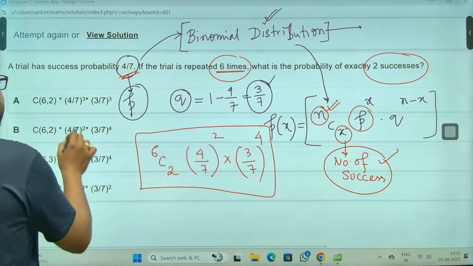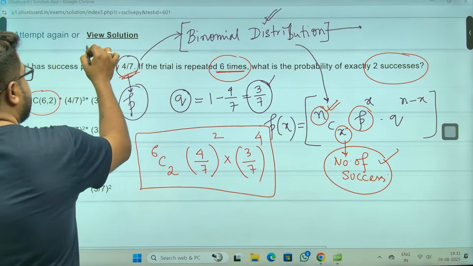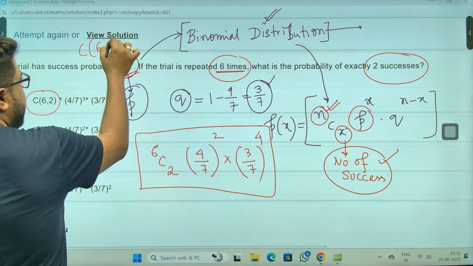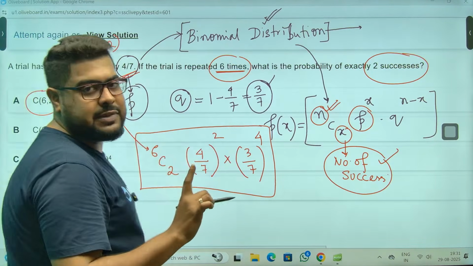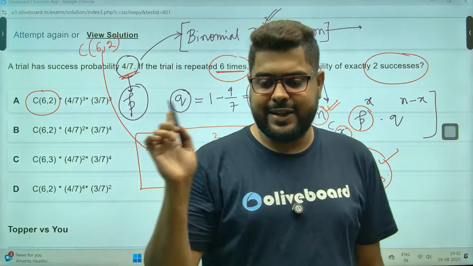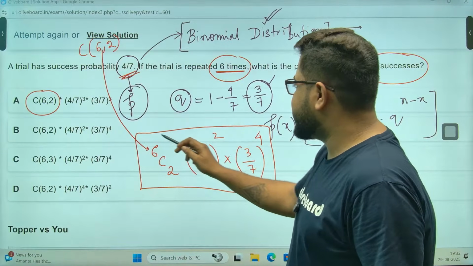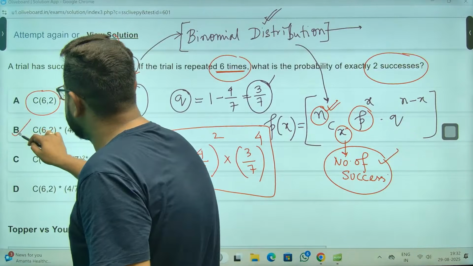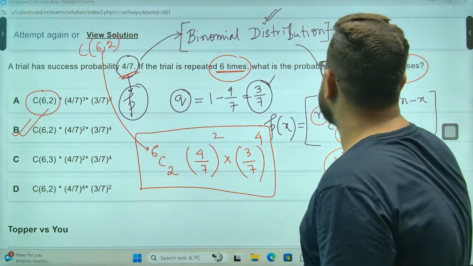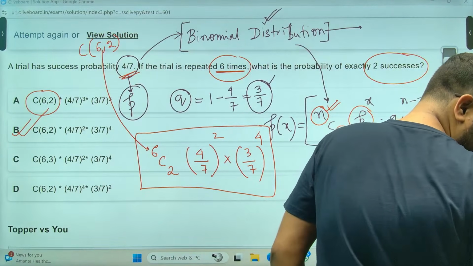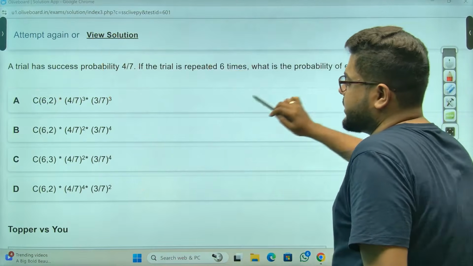Calculate. This is 6C2. And writing it like this, both are the same. This is the old notation of writing NCr. So 6C2, 4 by 7 squared, so option B is the answer. But again, remember, this is called binomial distribution. Proper mathematical stuff, this one.